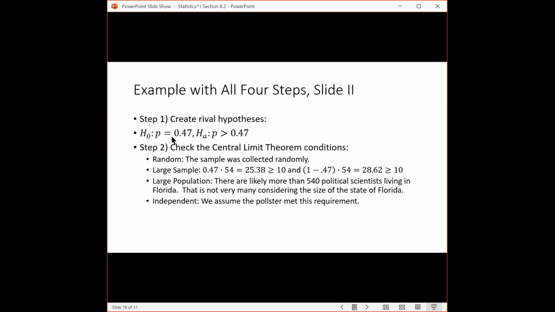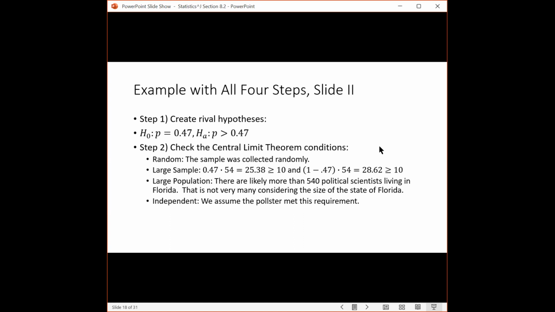All right, so you've got P equals that 47%. And then what we're checking is that the proportion of political scientists who vote is a higher percentage than the general population, or a higher percentage than the 47%.